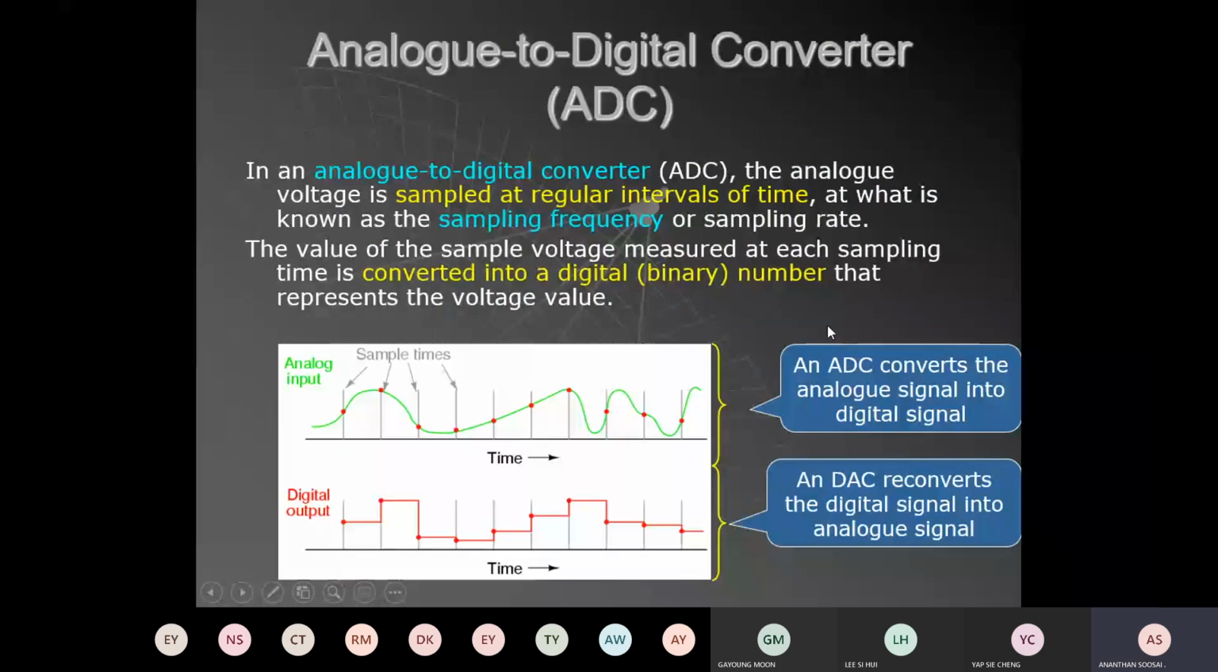So, analog to digital converter: the analog voltage is sampled at regular intervals. I told you last class, it's called the sampling frequency, how frequently it takes a sample. If the sampling frequency is very high, the width of the steps will be shorter. Okay, the steps should be a bit shorter. It's good. And the voltage measured at the sampling time is converted into a digital binary number.